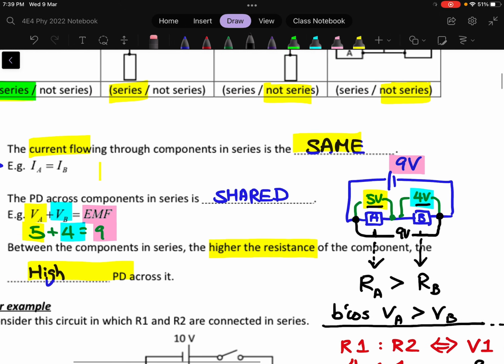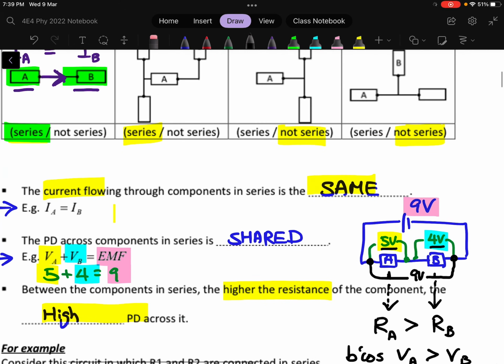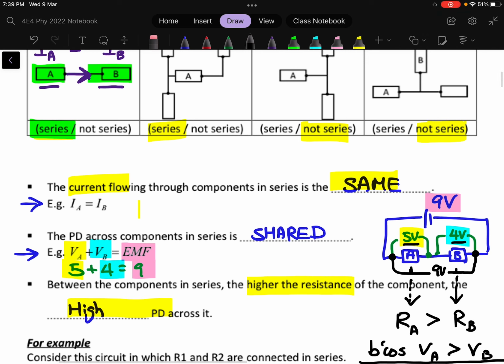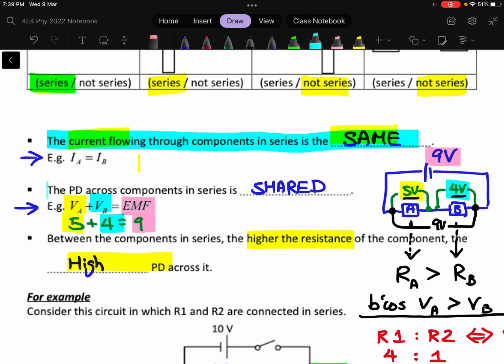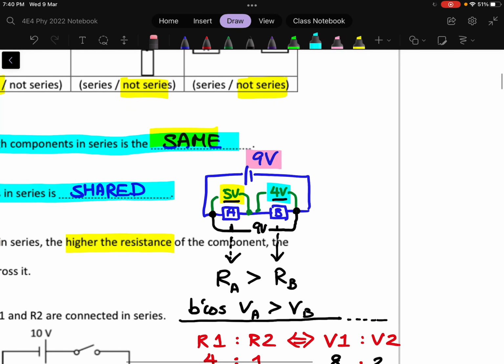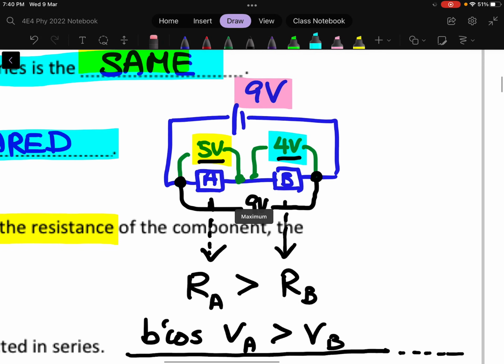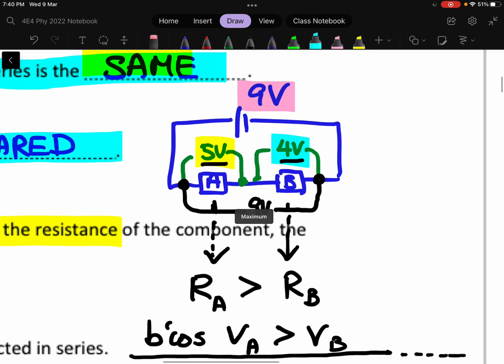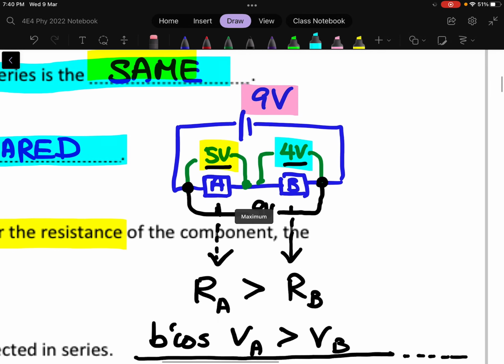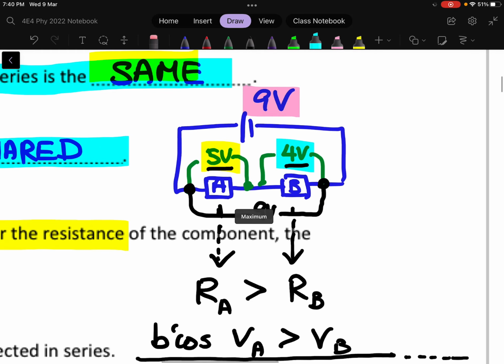So we say that in series connection, there are three characteristics. Number one is that the current flowing through the components in series will be the same. The second characteristic is what we call the voltage. In another word, the PD across the components is actually shared. So if you have an EMF of 9, and if I tell you that the PD across A is 5, you can then quickly deduce that the PD across B is the remaining 4 volt.